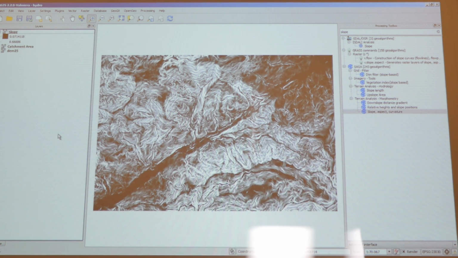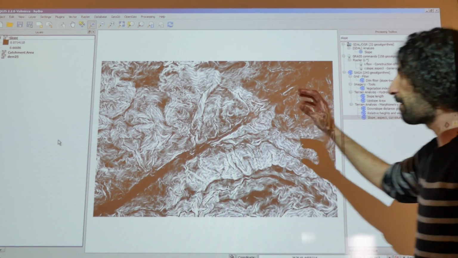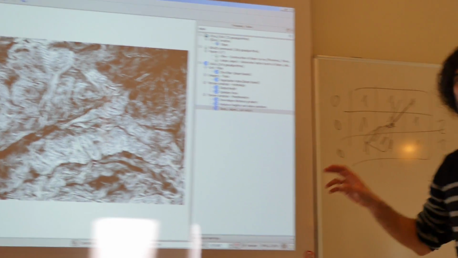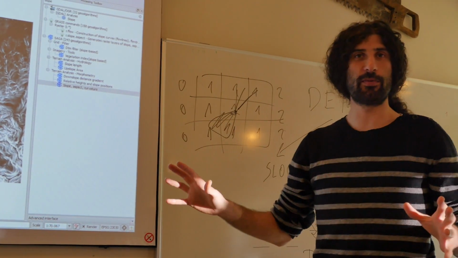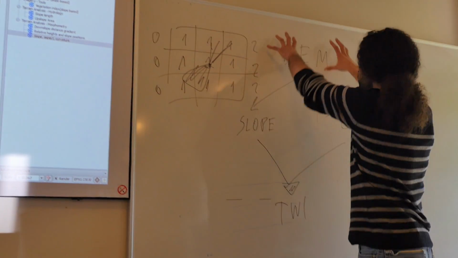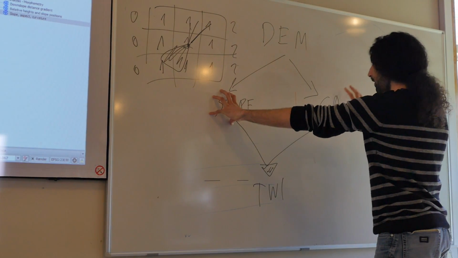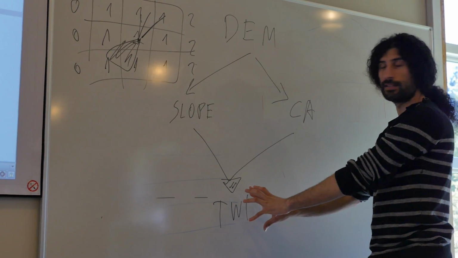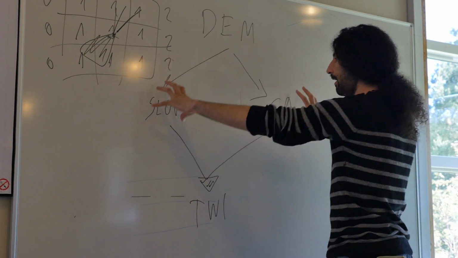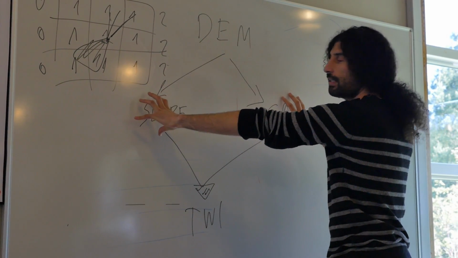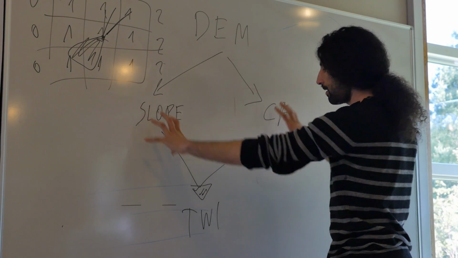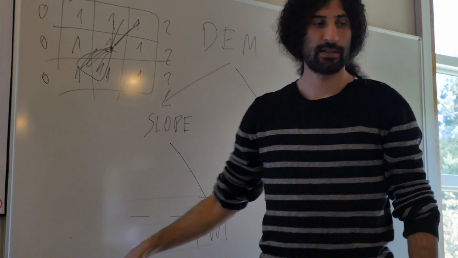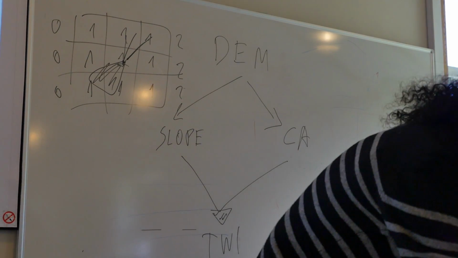So now I have the slope in the correct units. I have the catchment area, right? And I have my digital elevation model, which I'm not going to need anymore, because my next step doesn't use the DEM, it just uses slope and the catchment area, and I go into the topographic wetness index, right? So starting from here, I computed the two intermediate layers that I need, and those are the ones that I have to feed into the topographic index algorithm, right?